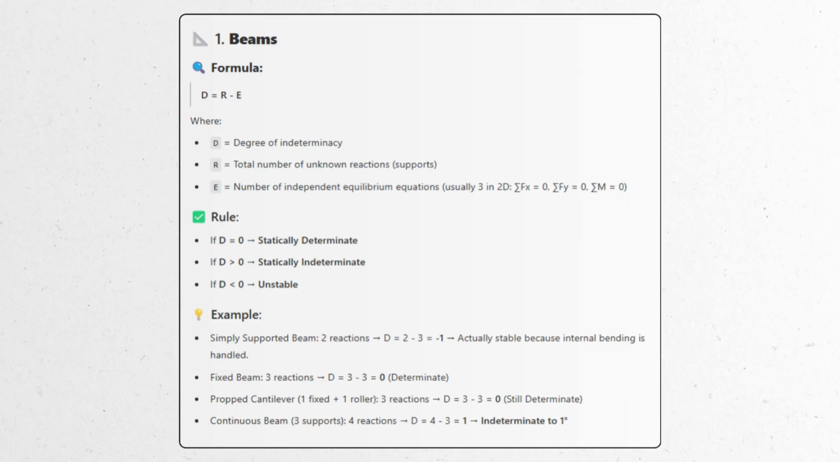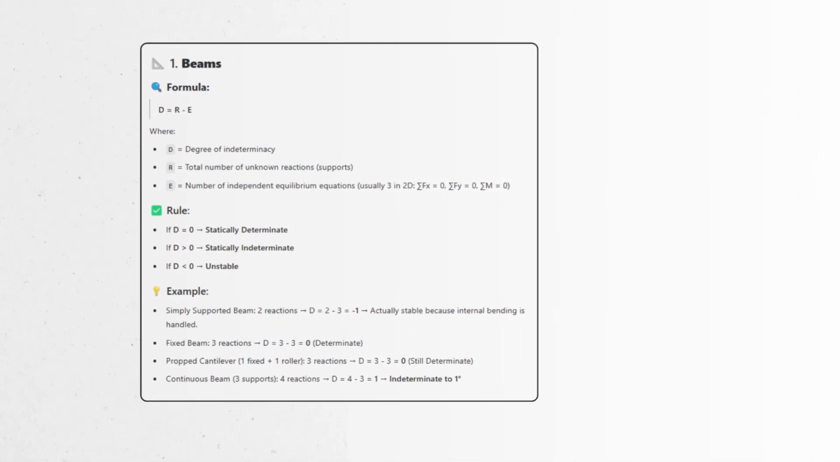If the value is greater than 0, the beam is statically indeterminate. And if the value is less than 0, the structure is unstable. We have example calculations shown here for different beams. Let's understand this with an example.